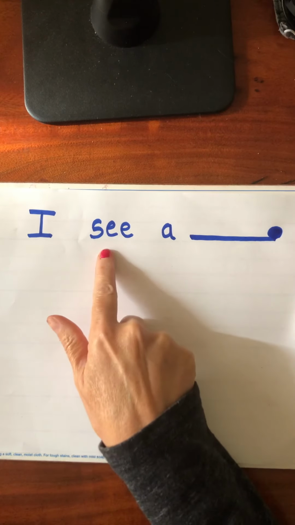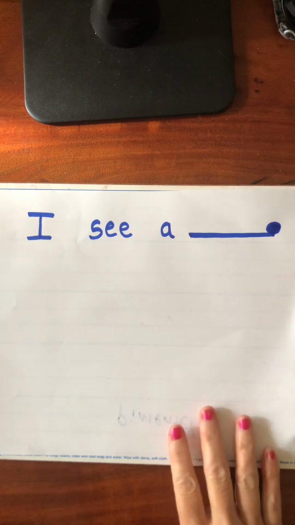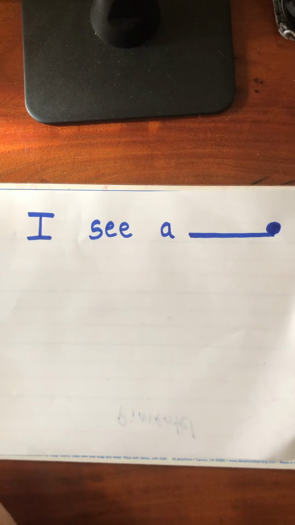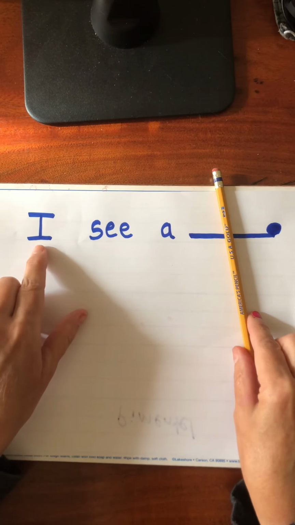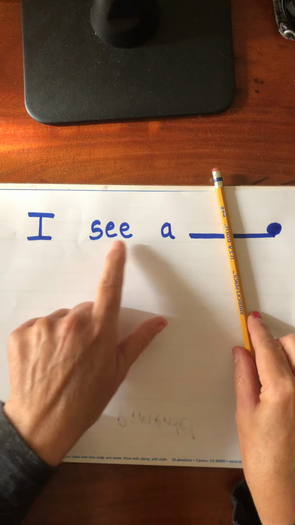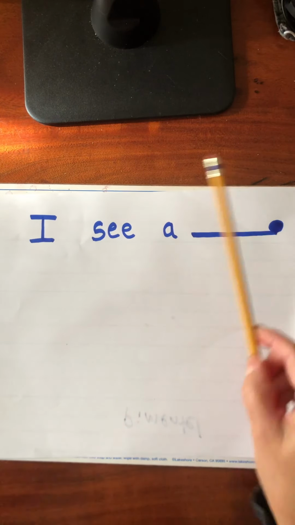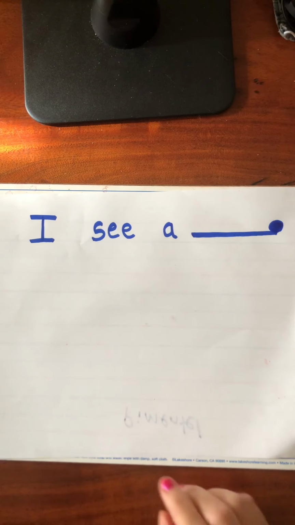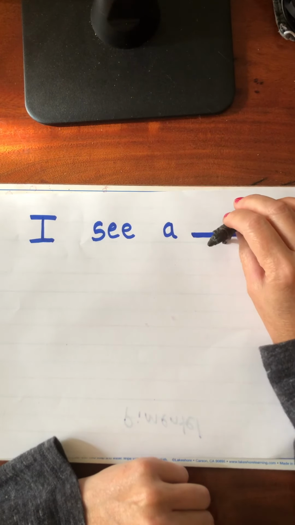I see a, and then there was a blank space where you could get items around your house and fill it in. So for instance, you could find a pencil and you could read, I see a pencil, right? Or I see a dog.